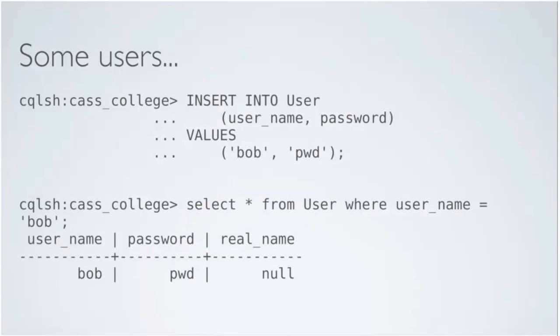So if we have another user who signs up who doesn't give his real name, this time we can see on the insert statement, we can just specify their username and their password, not bother with their real name. And when you read back Bob in the second lower half of that slide, select star from user where username equals Bob, you can see CQLSH has shown null for the real name. Internally in Cassandra, we haven't stored the real name column, we've just stored that that row has a username and a password. CQLSH has decided to show it as a null.